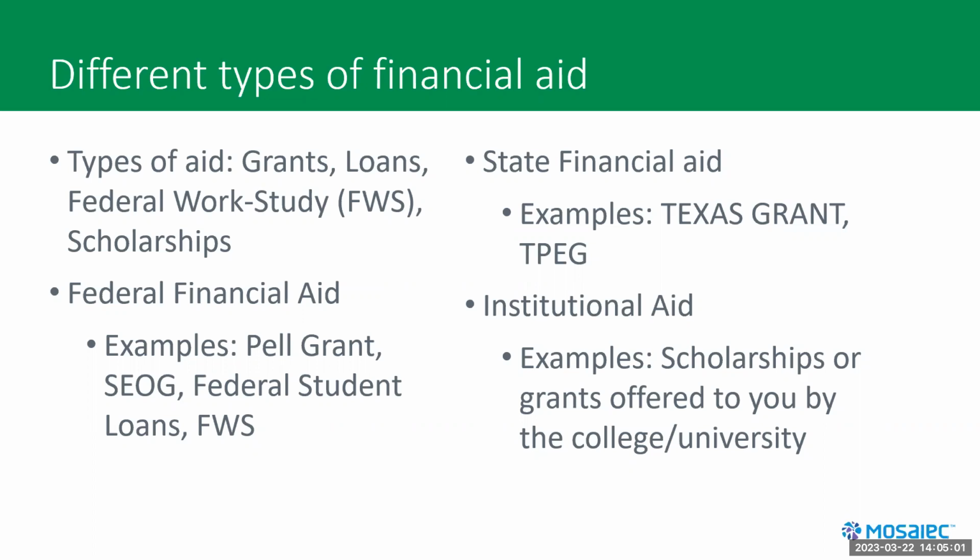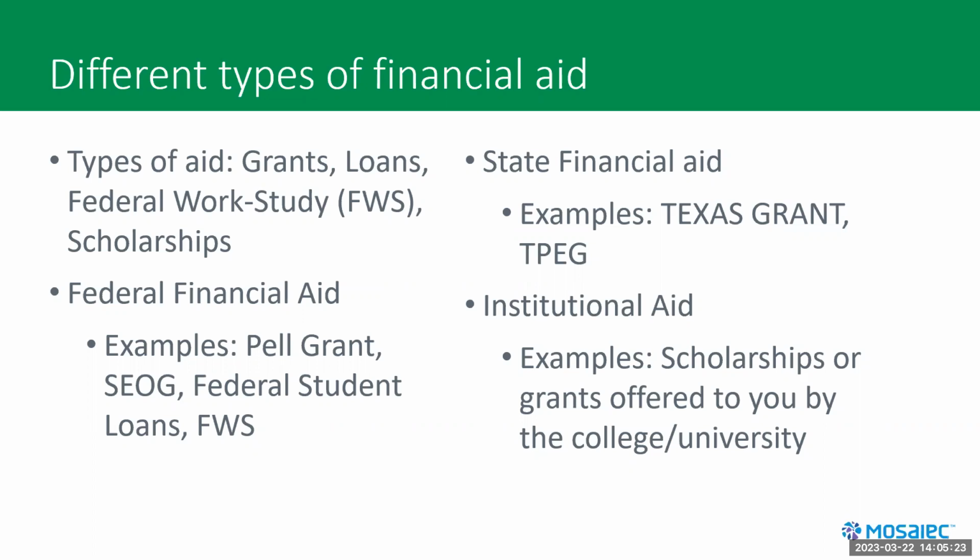Now, state financial aid. Every state has its own funds and process for distributing aid, which often consists of grants and scholarships. These are some examples of state financial aid for the state of Texas: the Texas Grant, and the TPEG, which is the Texas Public Educational Grant. Again, all of these are awarded by the financial aid office.